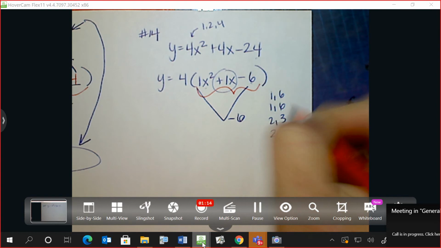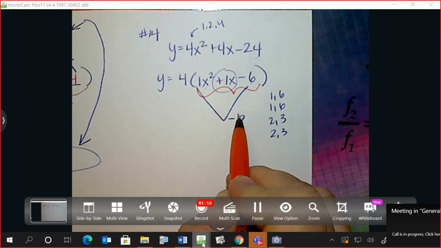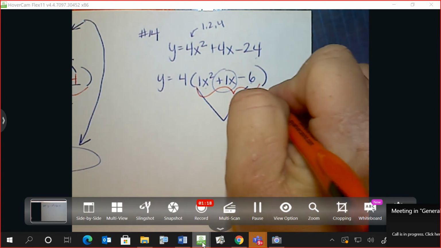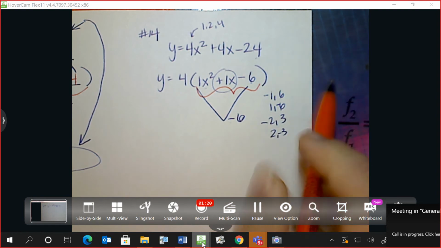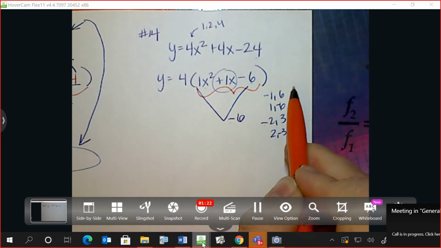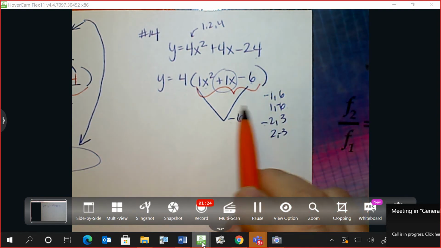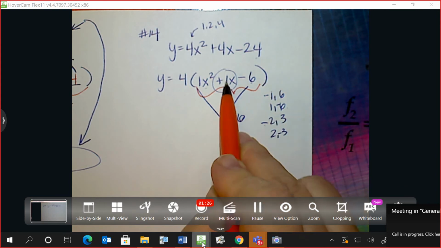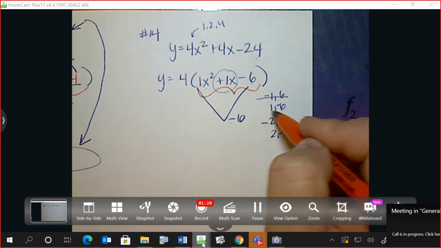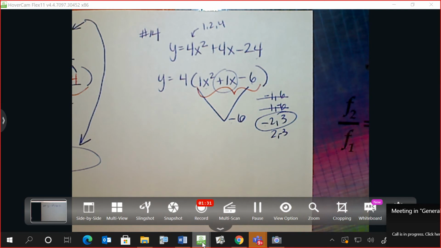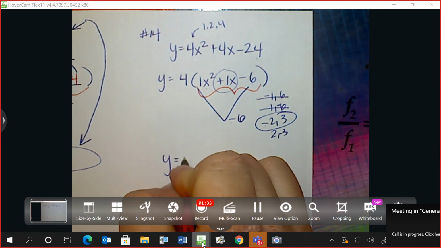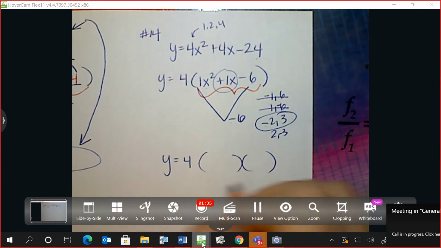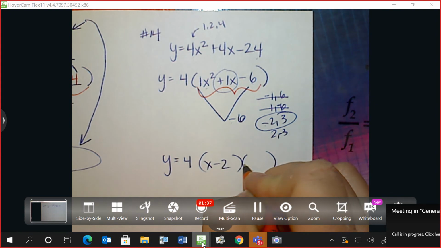Why did I write them twice? Because in order to multiply to get a negative number, they'd have to be opposite signs. So here's opposite signs, and now I'm looking through these combinations and asking myself, do any of these combinations combine to give me a positive 1? There's my positive 1. Y equals 4, and then x minus 2 and x plus 3.